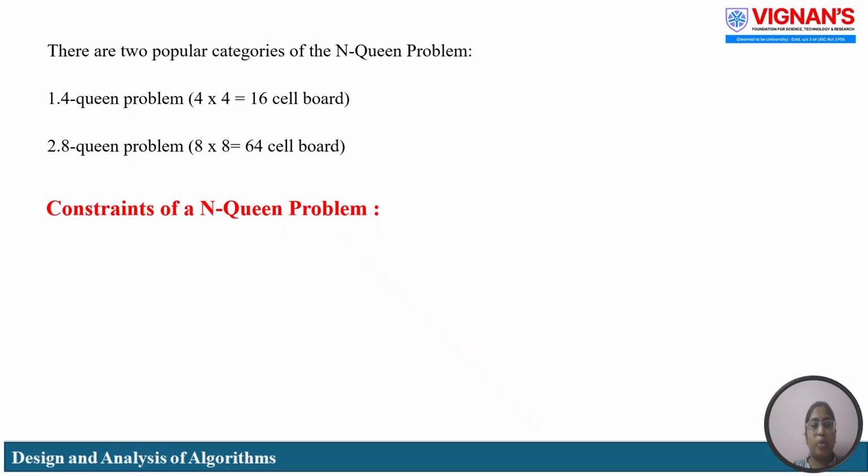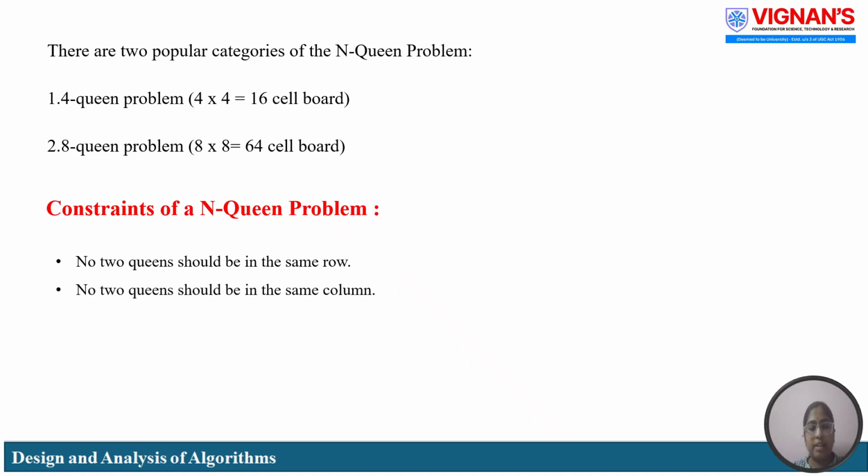Now we will talk about the constraints of an NQueen problem. Here we have 4 constraints to solve an NQueen problem. First, no two queens should be in the same row. No two queens should be in the same column. If we place a queen on a 4 by 4 chessboard, we cannot place another queen in the same row or the same column.